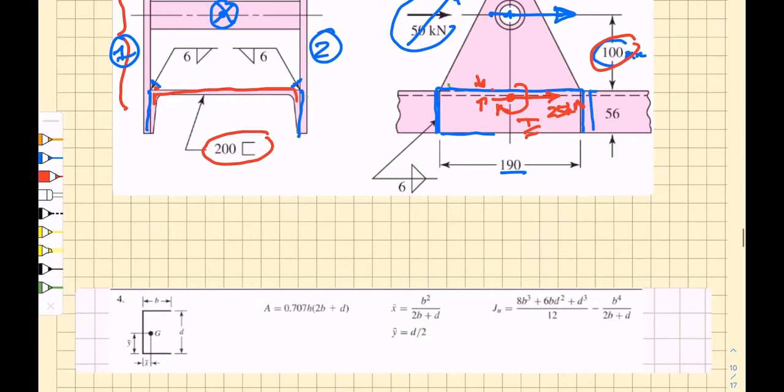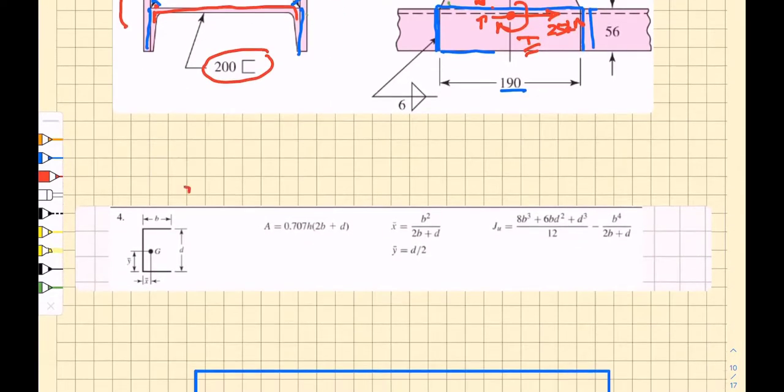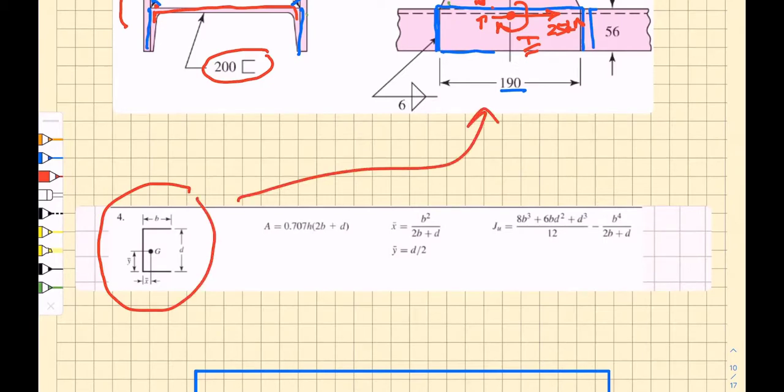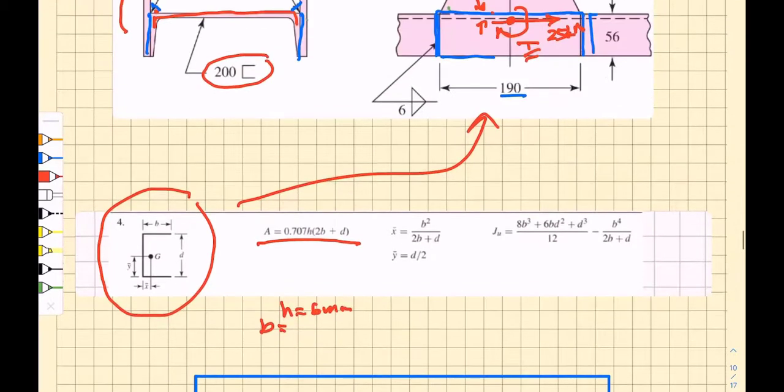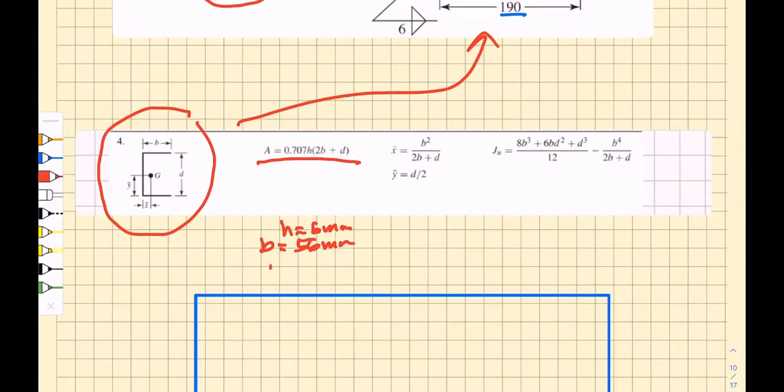Well, we go to the Table 9.1 in Shigley, and see that there is a weld group that looks like the weld group of interest up here. The weld group is this particular group that I've drawn in blue. We're going to imagine it's of unit thickness, but we can calculate the area of that weld group rather easily using this equation right here if we know the B, the D, and the H. Well, we've already specified that H is 6 millimeters. We know that B is going to be the height of the weld. Well, that's 56 millimeters. And D is the width of the weld group. That's 190 millimeters. So we have everything we need to be able to calculate the area.